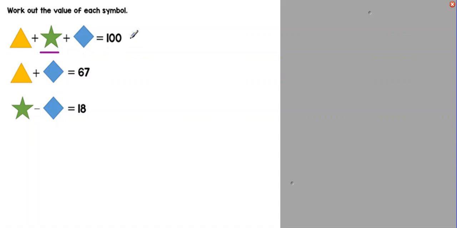And you can do this by doing 100 minus 67, because as you can see, a triangle and a square are worth 67. Pause the video now and see if you can carry on the calculation. Okay, so this one is really rather tricky.